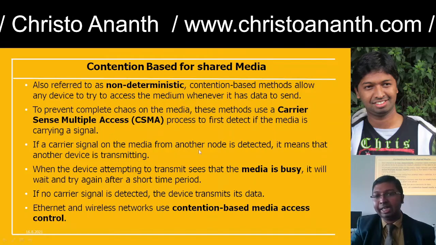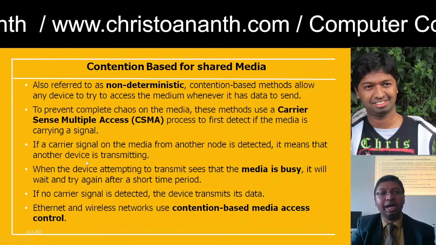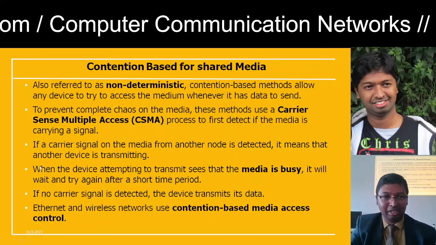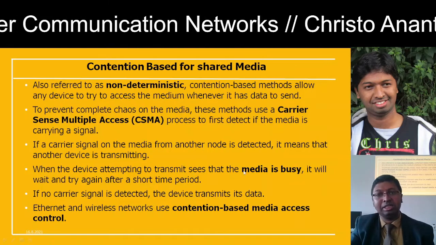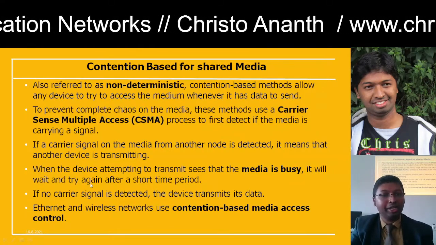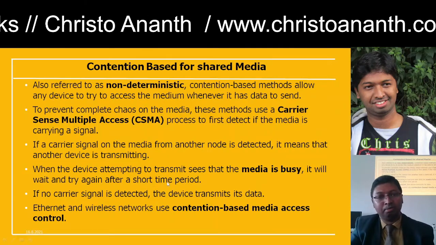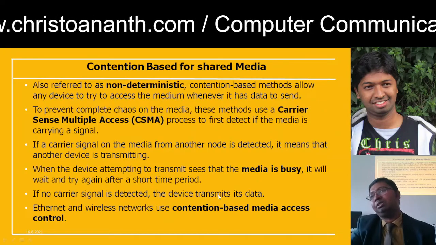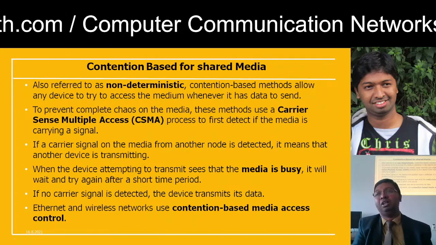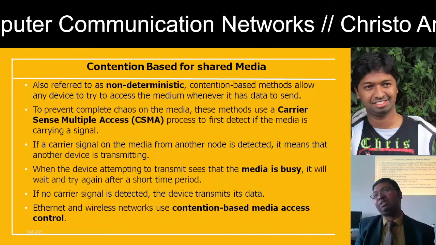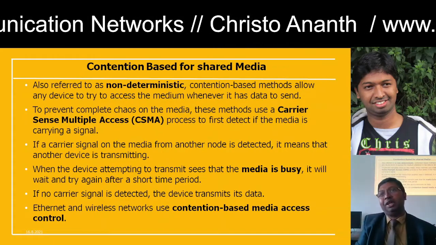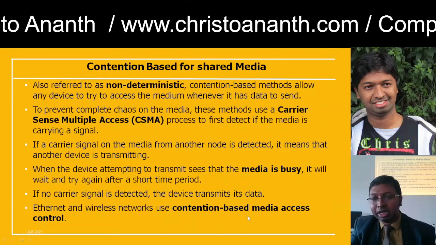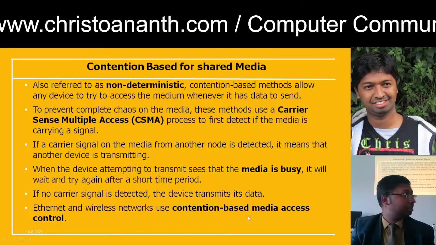If a carrier signal is detected, it means another device is transmitting. Somebody is sending data, and when the device attempting to transmit sees that the media is busy, it will wait and try again after a short time period. If no carrier signal is detected, the device transmits the data. If the classroom is free, I will come and take the class. If the classroom is full, then I will go, or maybe wait. So Ethernet and wireless networks use contention based media access control.